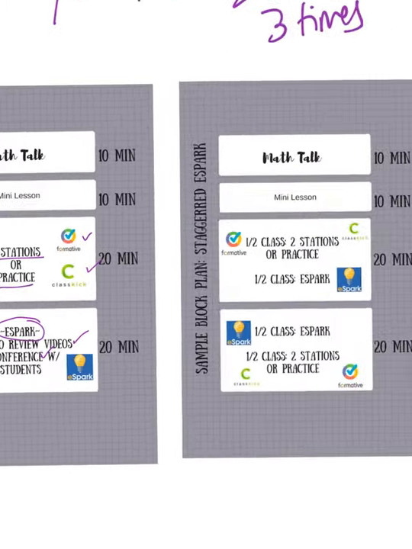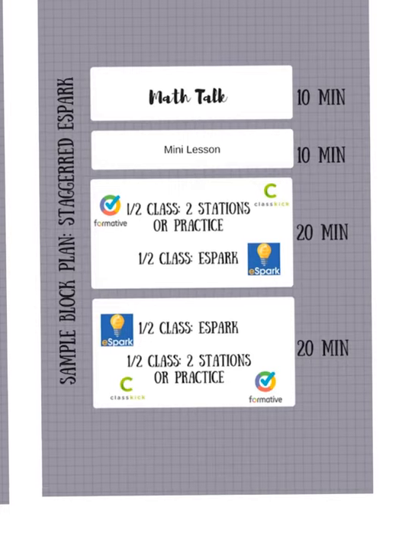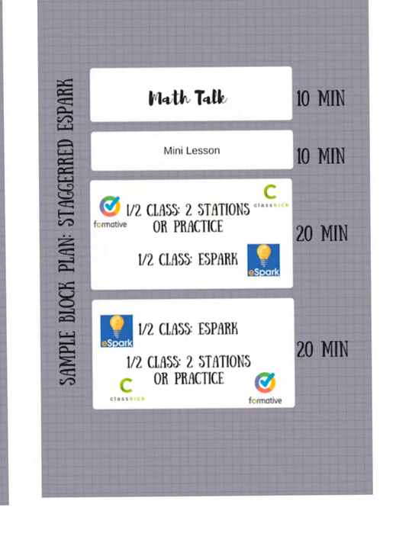The other option for incorporating eSpark into your block is, again, you would start with a math talk, move into a mini lesson, but this time you split your class in half. And so half of your class is going to be on stations or practice, and the other half of the class would be on eSpark. So half the class jumps on eSpark. You are meeting maybe with a small group from this half of the class, so maybe a fourth of the class is your small group, while the other kids work on something, and that's going to take 20 minutes, or 10 minutes and 10 minutes, and they flip.